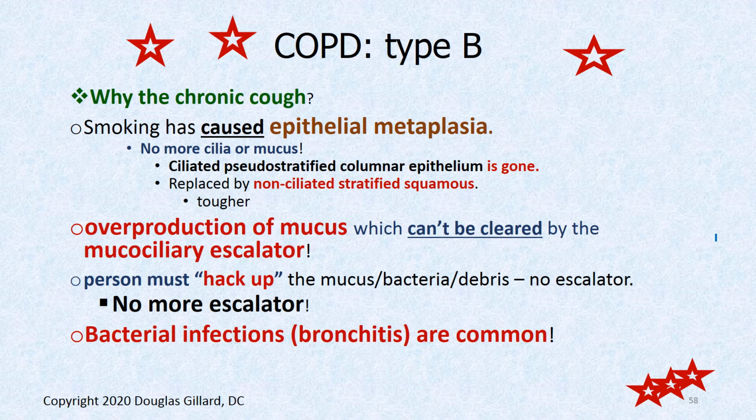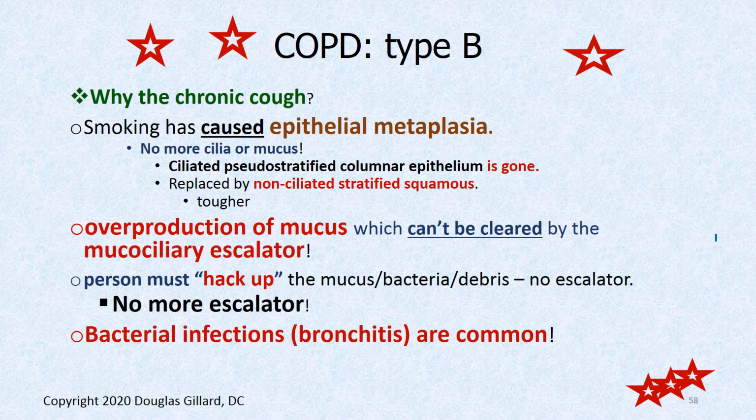It's nasty. Why do they have the cough? Because their mucus escalator is destroyed. The smoking has caused an epithelial metaplasia. From all that irritating cigarette smoke, those pseudostratified cells can't stand the smoke. And so the body said, well, we'll fix that. We'll get rid of them.